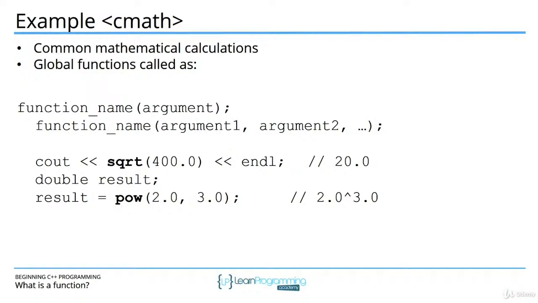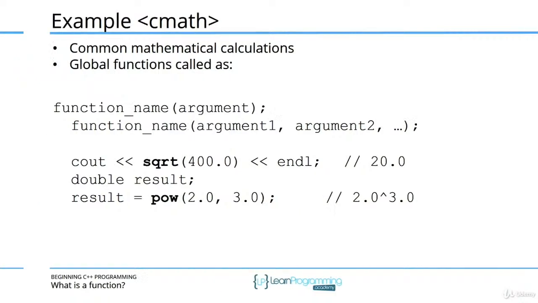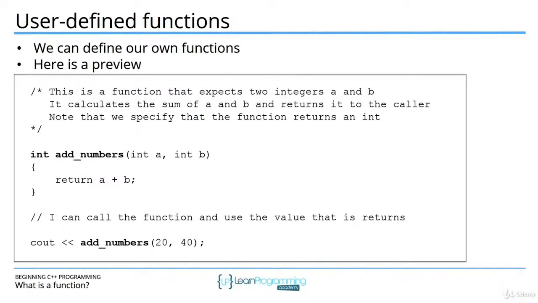How the square root or the power is being calculated isn't something I need to know to use them. That's classic abstraction. There are many built-in functions and classes in C++. However, we'll need to learn to design and write our own. In this section, we'll learn to write our own functions.